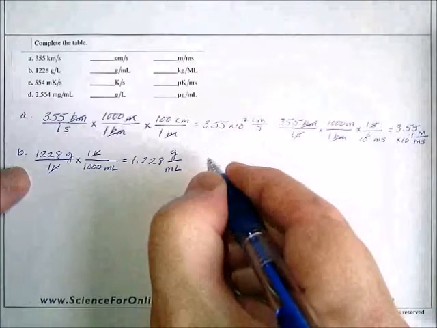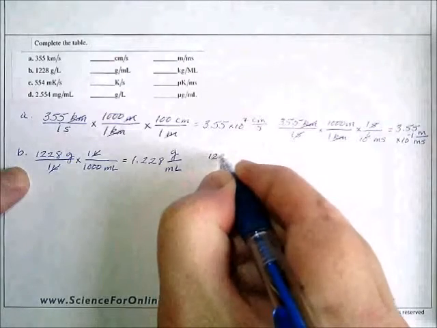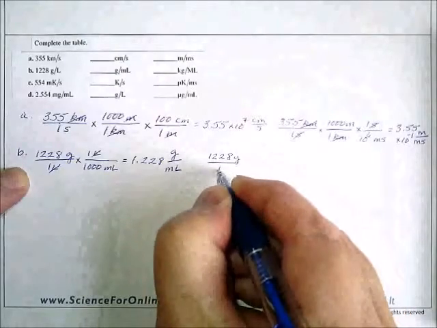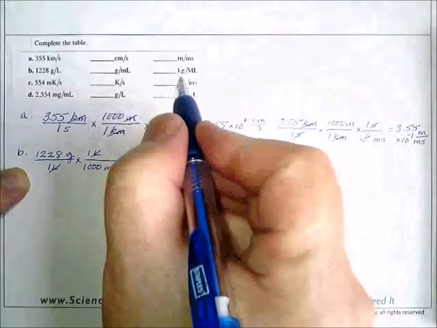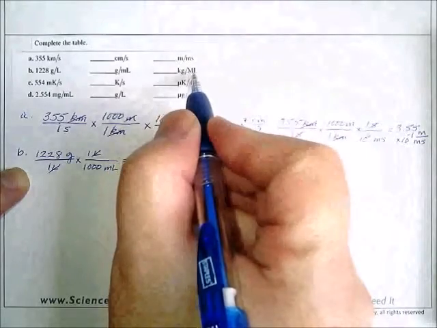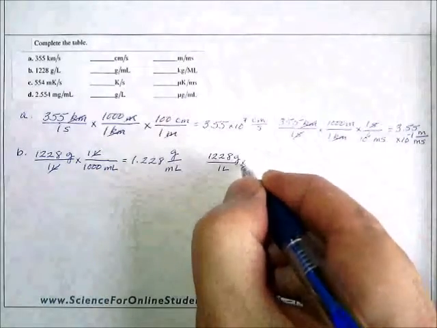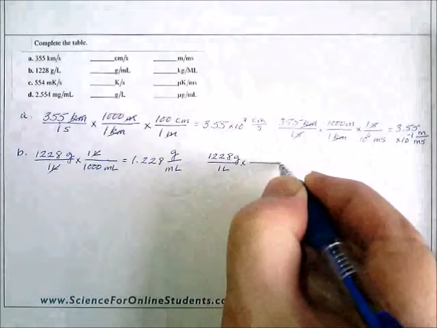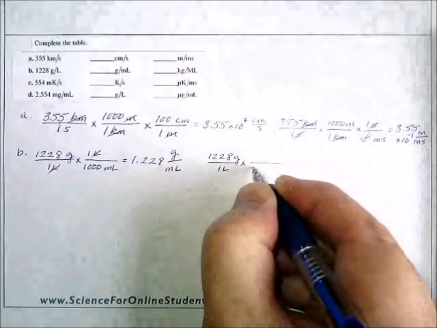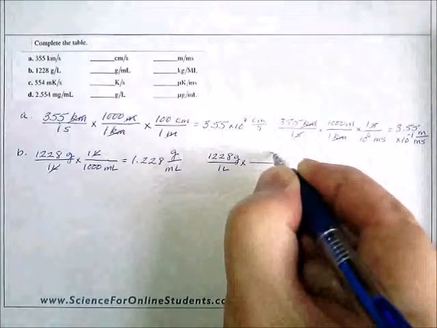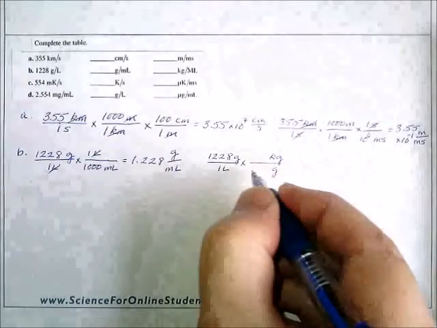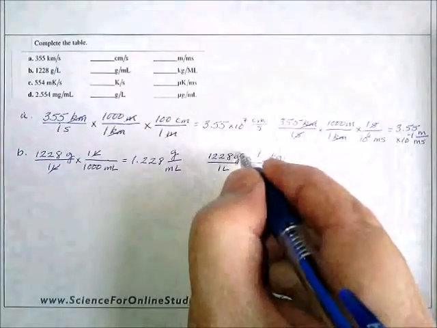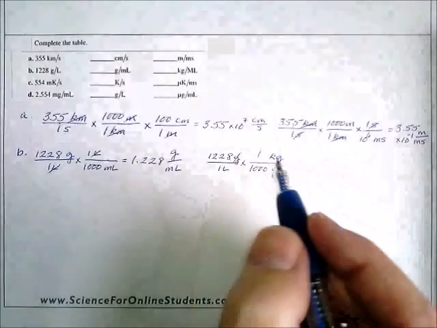Okay, 1228 grams per 1 liter. We're going to kilograms per megaliter. So we have to convert both of these. We're going to grams and kilograms. And we have 1,000 grams is 1 kilogram. Grams cancel, so that gives us kilograms.